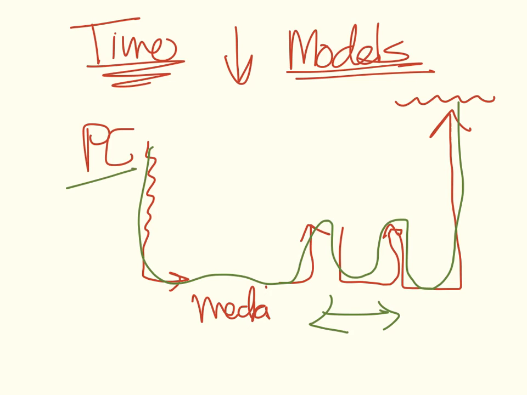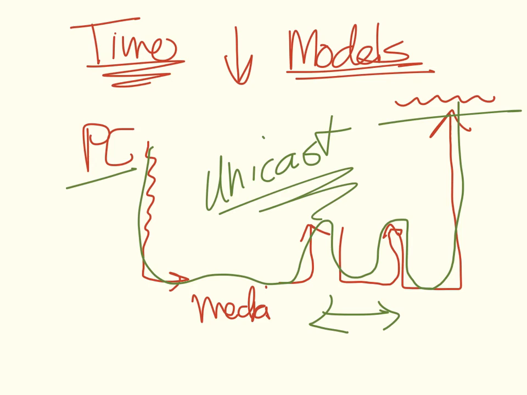Peer-to-peer communications, we're comparing device to device. So these that we're using as an example would be unicast. And that is it. We're up to date.